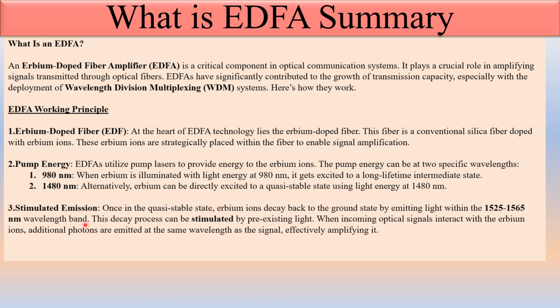Stimulated emission: once in the quasi-stable state, erbium ions decay back to the ground state by emitting light within this frequency range. You can see the 1525 to 1565 nanometer wavelength band. This decay process is known as spontaneous emission, but this decay process can be stimulated by pre-existing light, which is the incoming optical signal. So when the incoming optical signal interacts with the erbium ions, additional photons are emitted with the same wavelength, frequency and direction as the incoming signal, and thus it is stimulated emission, which helps the amplification. We will discuss all these things in detail with diagrams in further slides. The amplified signal emerges from the EDFA.